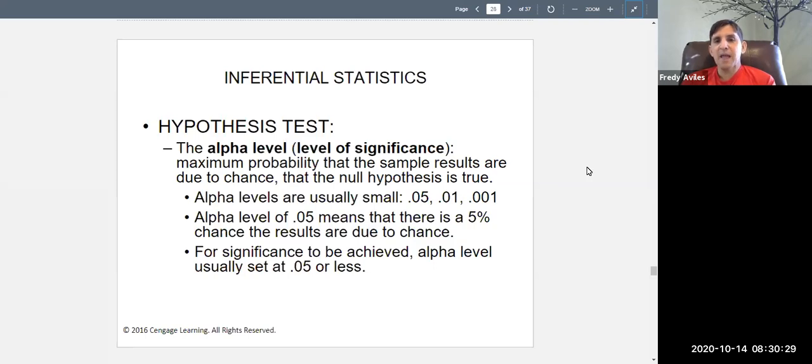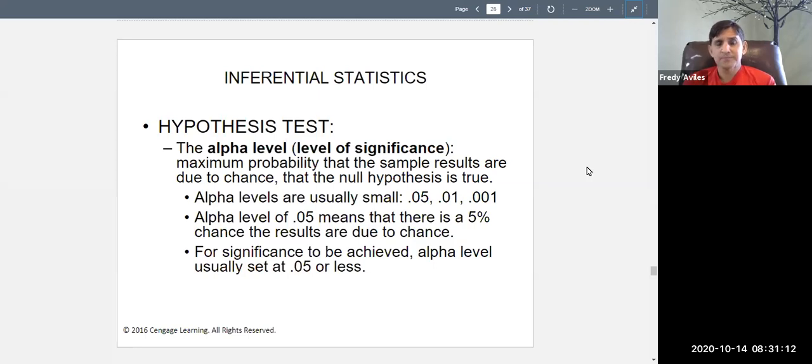So the alpha level is the maximum probability that the sample results are due to chance, that the null hypothesis is true. The alpha level, or you can just call it the alpha, represents the chance that the difference is not real, okay? The chance that the null hypothesis is true. We usually want our alpha levels to be small. 0.05 means that there's only a 5% chance that the null hypothesis is true. Okay, if there's a 5% chance that there's no difference, that means there's a 95% chance that there is a difference. Okay, and that's what you usually choose as your alpha level.